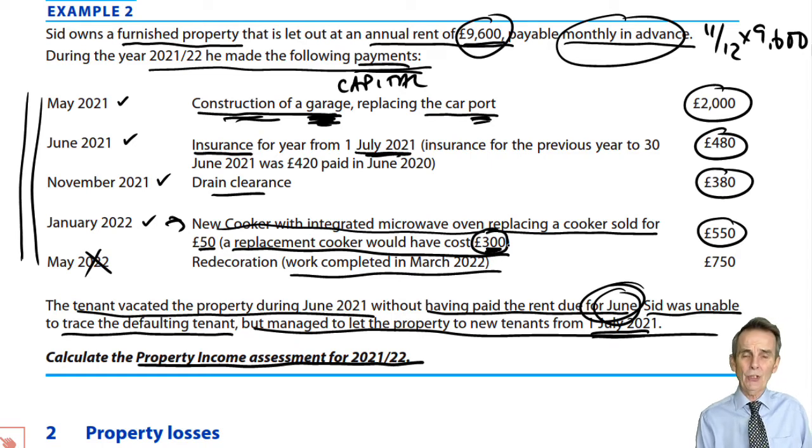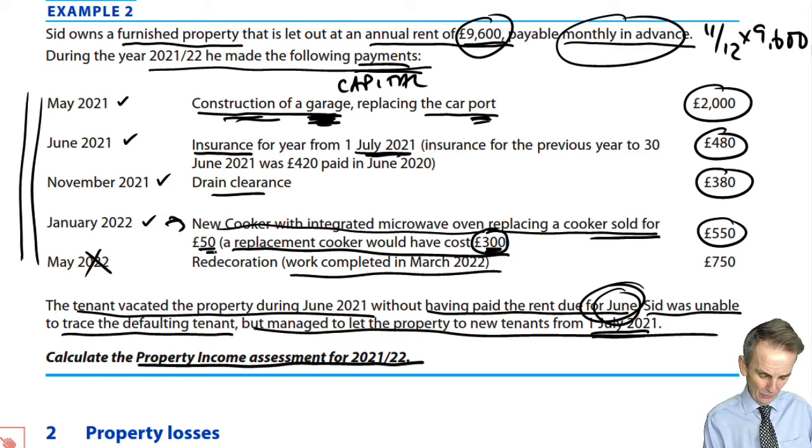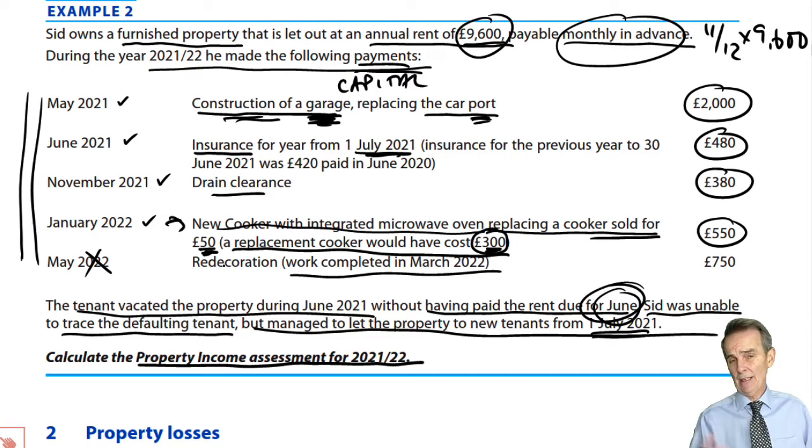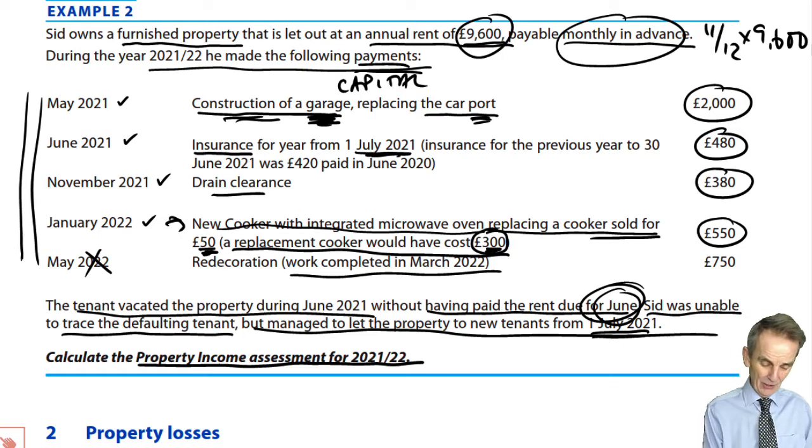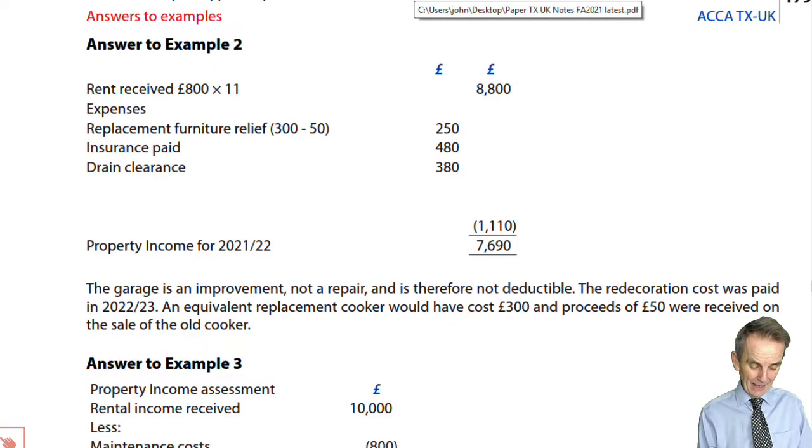But also, we have a further deduction to apply, because the old cooker was sold for £50. So whatever you get back on the old one, that goes against the allowable cost of your replacement, that being, of course, the allowable cost of what would be an equivalent item compared to the item being replaced. So looking at the answer, we've got our 11 months of rental income received.